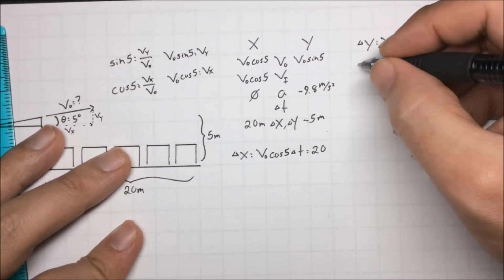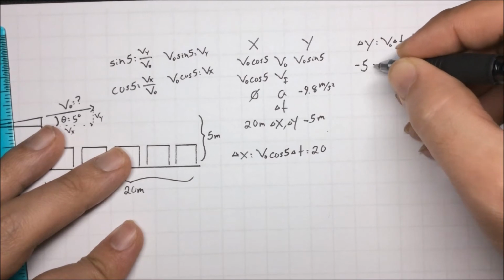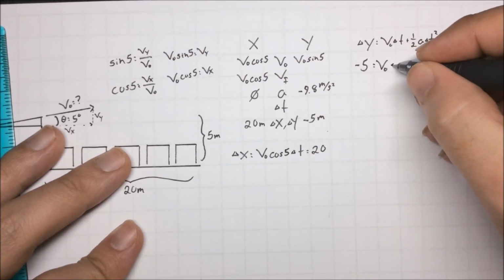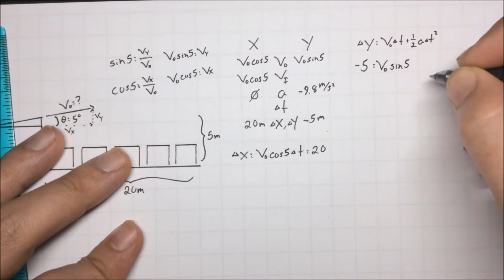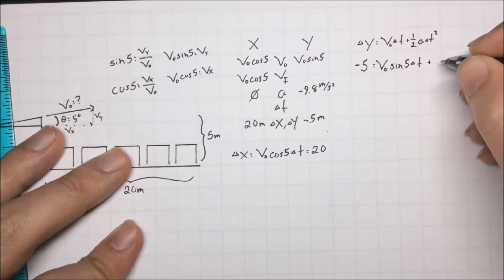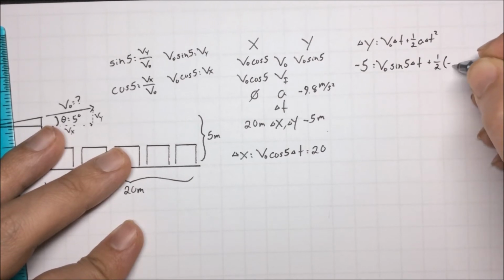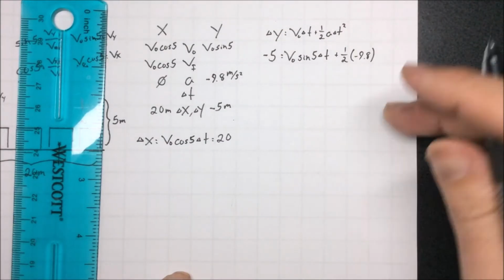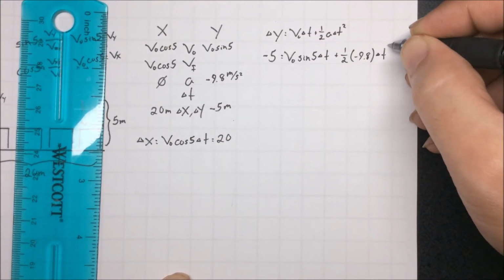So the change in y is -5 meters. The initial velocity in the y direction is actually initial velocity times the sine of 5. The time is, I don't know, plus 1/2. A is -9.8, and I'm off the screen. And delta t is going to be right here.